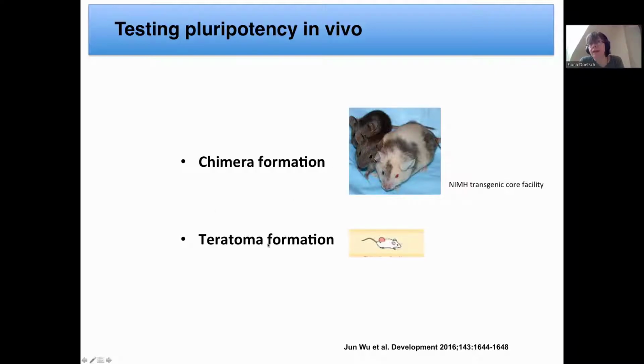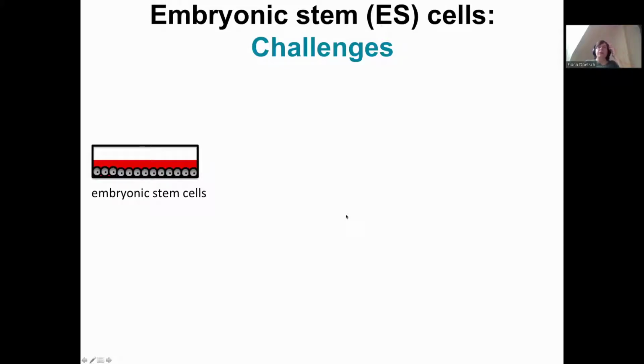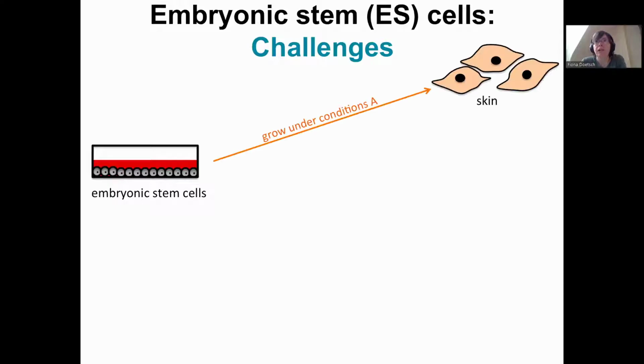A second assay that's used is teratoma formation, where you transplant embryonic stem cells and then you form a little, almost a tumor, where you have all the different cell types within this teratoma. So, embryonic stem cells then are really powerful cells. They can give rise to all the different cell types in the body.